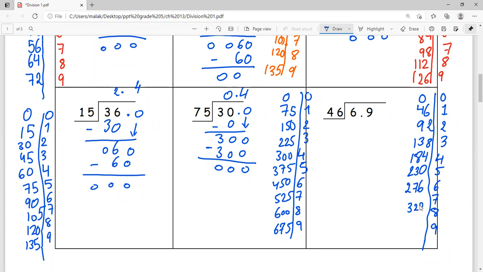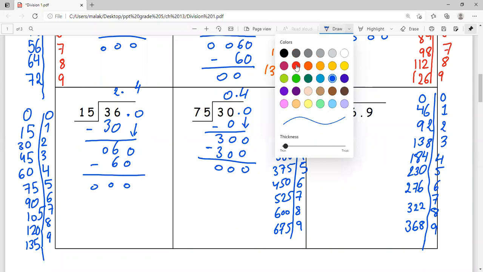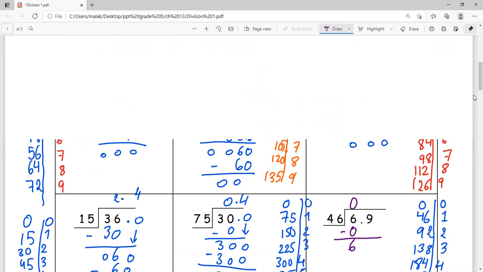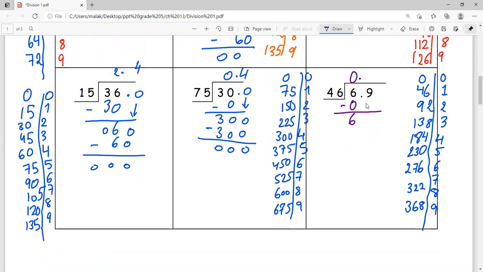Ninety-two. 368. Okay. 460. Yalla. Jude, start dividing. 106 is 0. 0 down, 0 up. The point, where should I put it? We put it beside the 0.